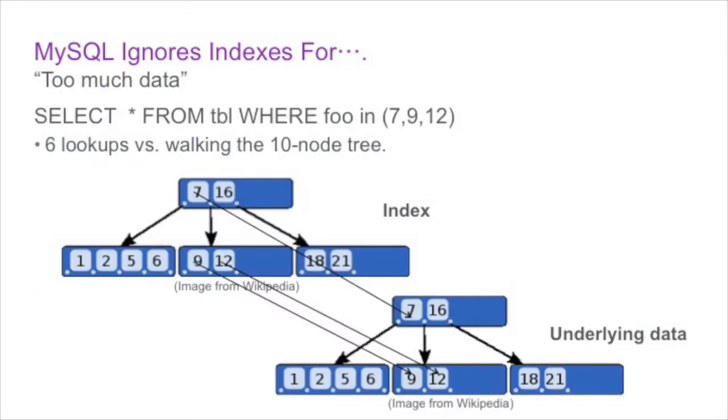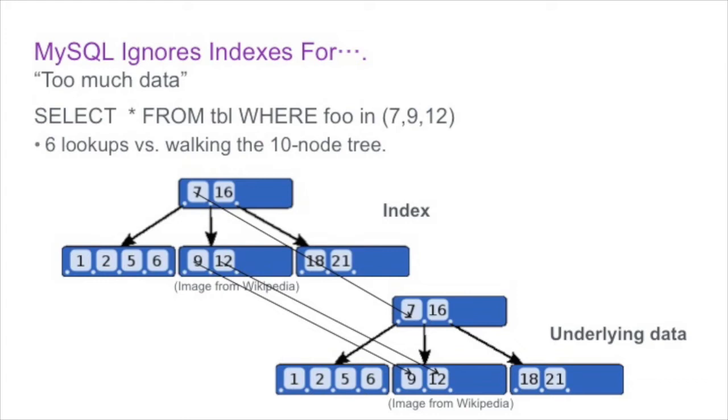MySQL will also ignore indexes for too much data. This is a huge one, okay? So let's say you have something like select star from table where foo is in 7, 9, and 12. That's 6 lookups versus walking the 10 node tree in our example. So this is our B tree for our index, and this is our B tree for our underlying data, right? We said select star, we have to get the whole row. We're going to have to go to the underlying data.